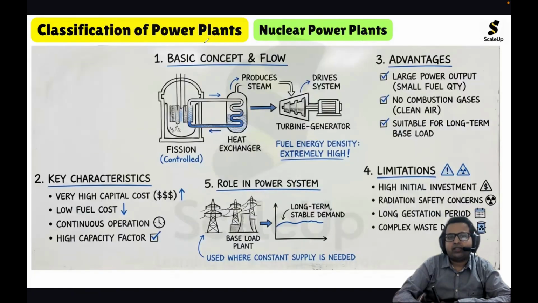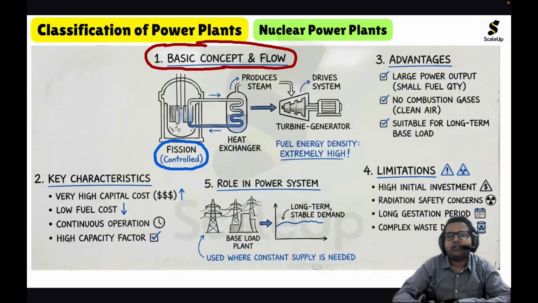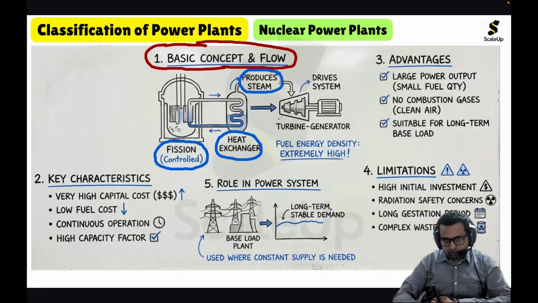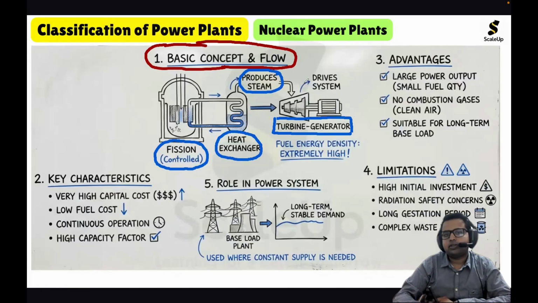So if we look into the basic concept and flow of a nuclear power plant, a nuclear fission reaction takes place in a controlled manner, and it will generate huge energy. That will be used to produce steam, and that steam will rotate the turbine. The steam will drive this turbine generator system, which will produce electricity.